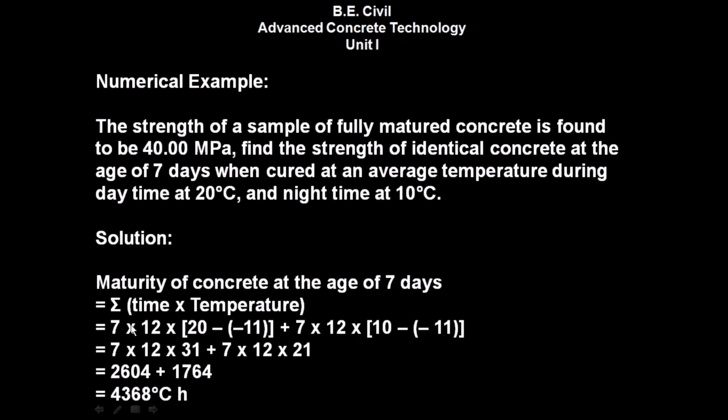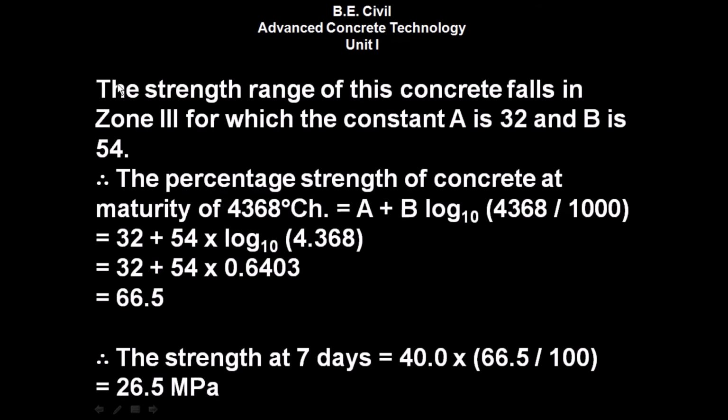So this gives 7 multiplied by 12 multiplied by 31, plus 7 into 12 multiplied by 21. So 7 multiplied by 12 multiplied by 31 gives 2604, and 7 multiplied by 12 multiplied by 21 gives 1764. Addition will give 4368 degrees Celsius hours.